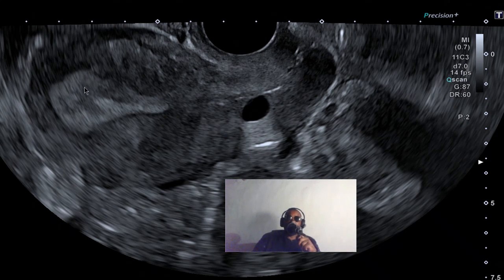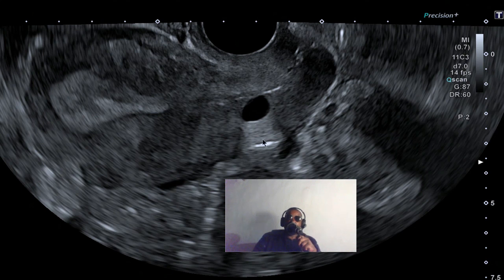This is in keeping with the secretory endometrium. This patient is about to experience a period. And then the echogenic layer that we have here, the outer layer of the uterus, is called the perimetrium. You can also see mild free fluid here in the posterior cul-de-sac.